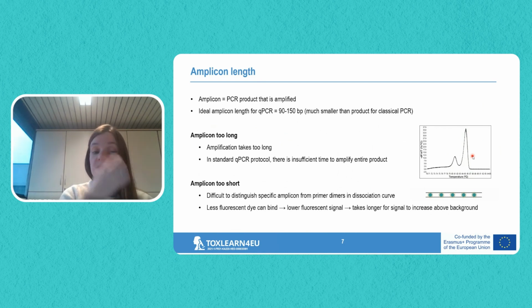An additional issue when generating an amplicon that is too short is that less fluorescent dye would be able to bind. So you can see here an example of a piece of double-stranded DNA, and you see that there is space for 5 SYBR Green molecules to intercalate between the 2 strands. However, if the product would be shorter, fewer molecules would be able to intercalate. They would emit a lower fluorescent signal, and as a result, it would take more cycles for the signal to increase above the fluorescence background.